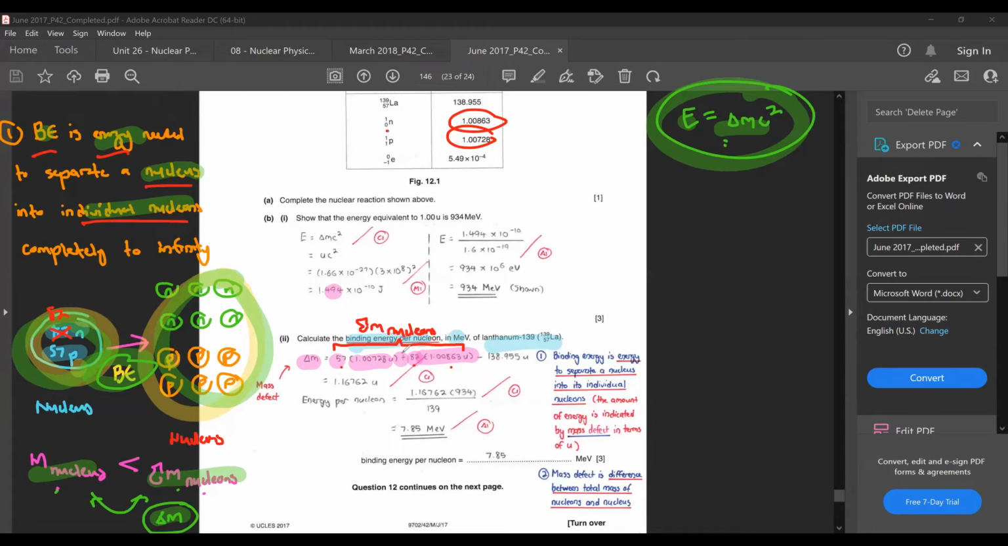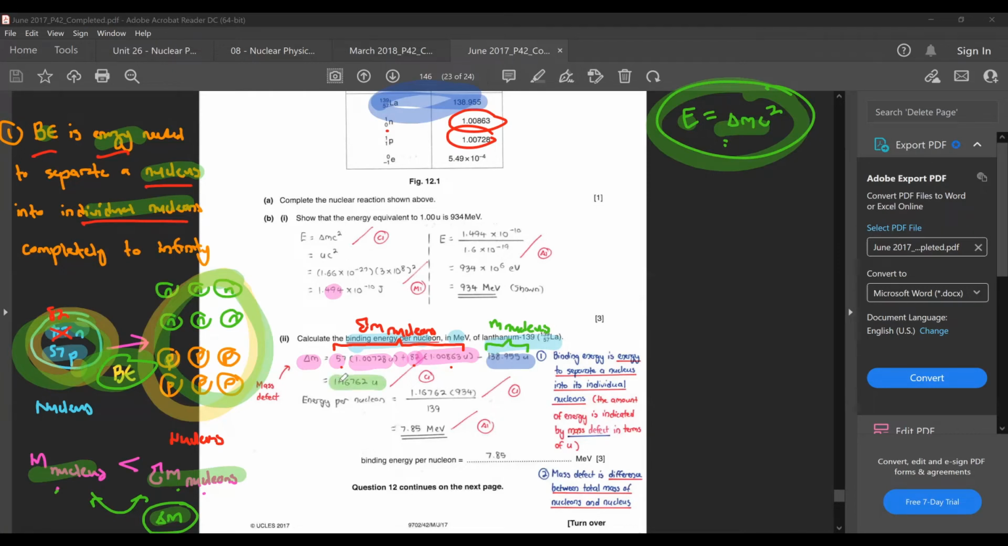So this one on the left-hand side is finding the mass of the nucleons. What about the other term inside your equation? 138.955 U. What is this one actually? This one is the mass of your nucleus. I mentioned to you the mass of your nucleus and the total mass of your nucleons will never be the same. There's a difference between them. You find the difference, and you'll see that it is actually 1.16762.